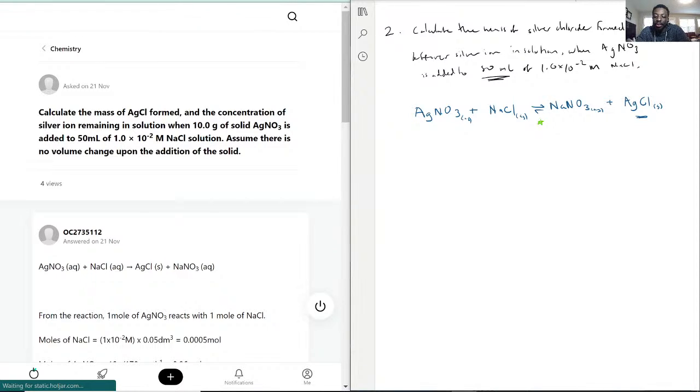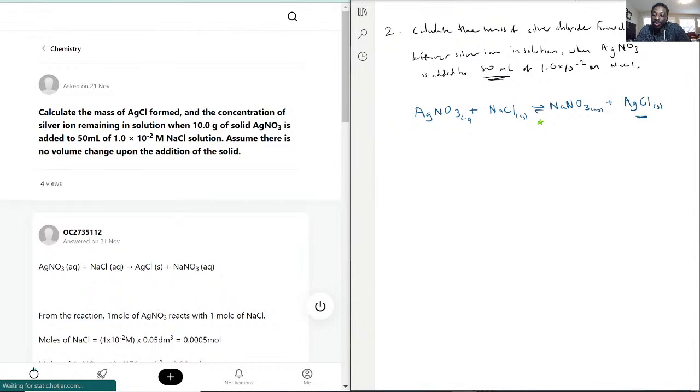Solubility, there we go, solubility, KSP. So the KSP for AgCl is quite low, a very small number, hence why it doesn't dissolve in water. So aside from that, let's actually go back to the question.